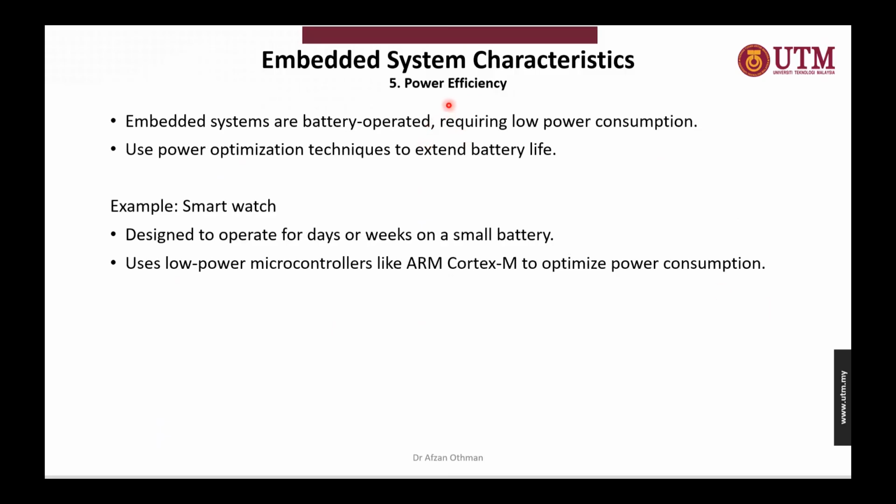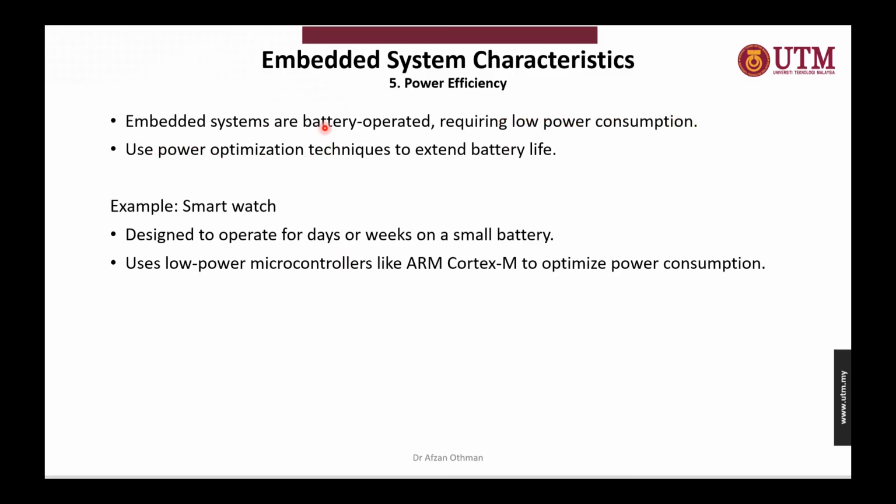And number five is power efficiency. Embedded systems are often battery operated, so they require low power consumption. Because most of the time an embedded system is battery operated, to make the battery last longer you need to have low power consumption. So how do you make sure that the embedded system has low power consumption? You can use power optimization techniques to extend the battery life.